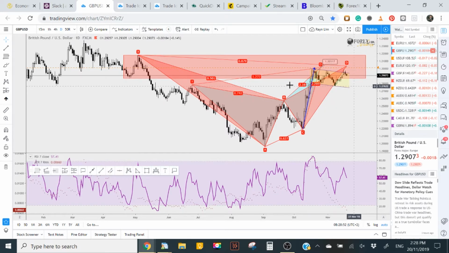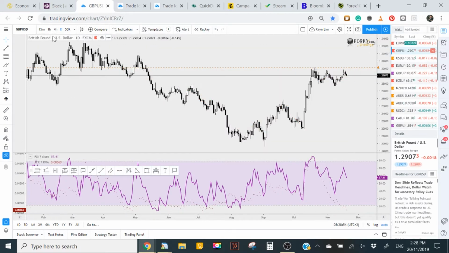So take note of that. All right, so your choice. So what I do when I have an analysis on the daily chart, I'll find an entry opportunity on a much lower time frame, the 4-hour or the 1-hour time frame.